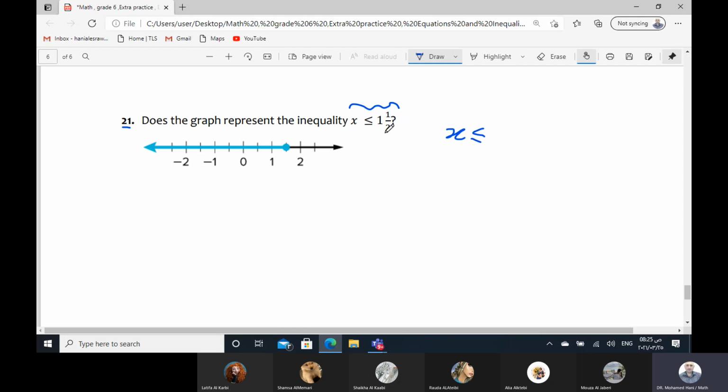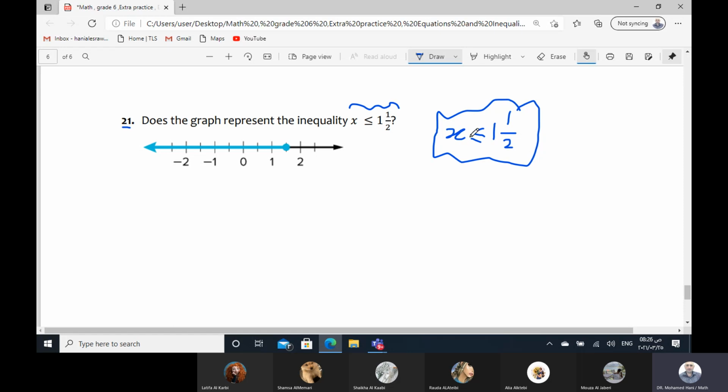Here we have a mixed number, 1 and 1 over 2. No need to solve this equation because it directly gives the solution. The value of x starts from 1.5, then less than.